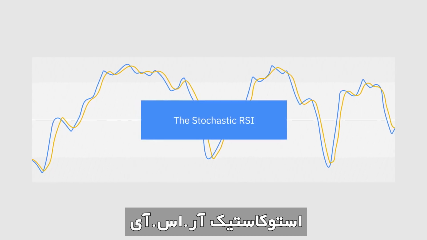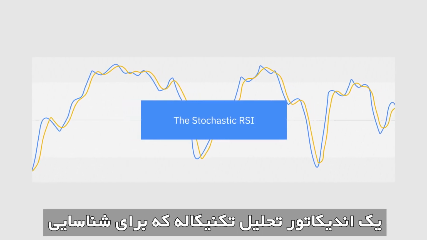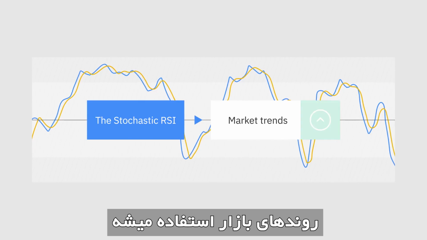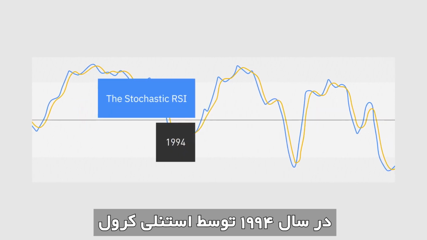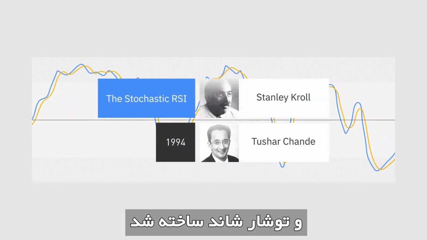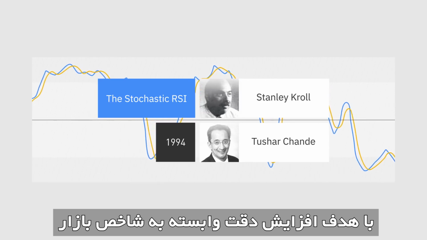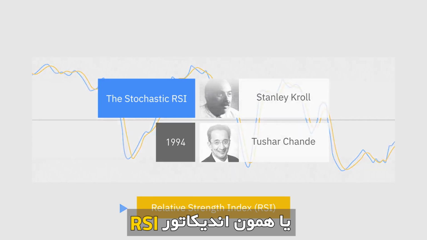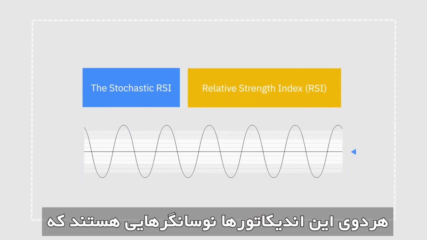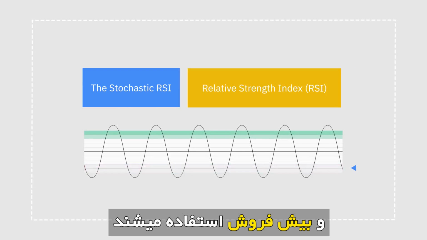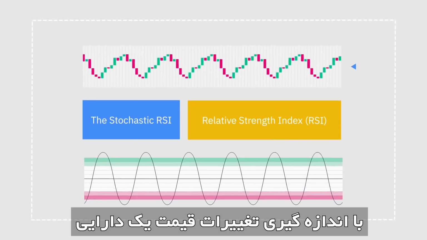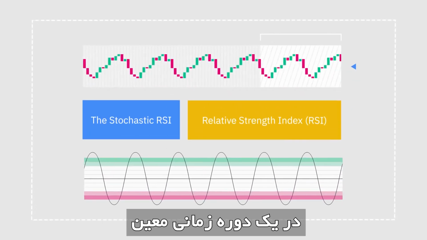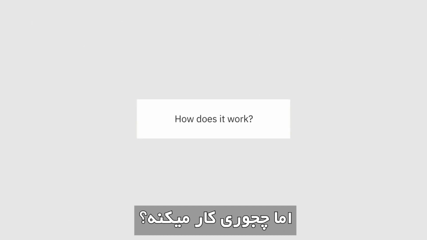The stochastic RSI is a technical analysis indicator used to identify market trends. It was created in 1994 by Stanley Kroll and Tushar Chande with the goal of increasing the sensitivity of the regular Relative Strength Index, or RSI, indicator. Both of these indicators are oscillators used to identify overbought and oversold conditions by measuring changes in the price of an asset over a given time period. But how does it work?